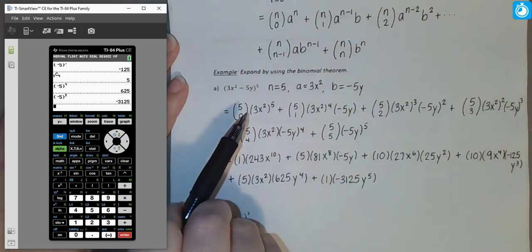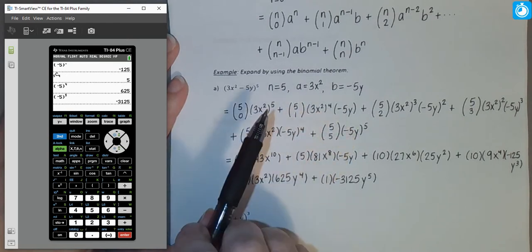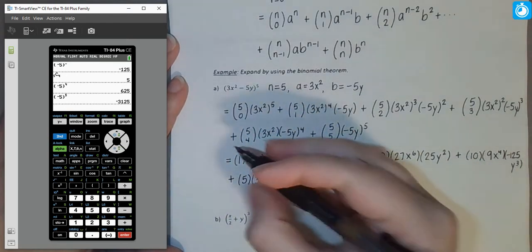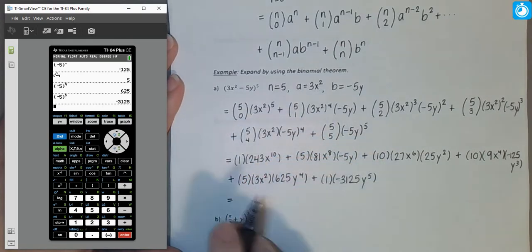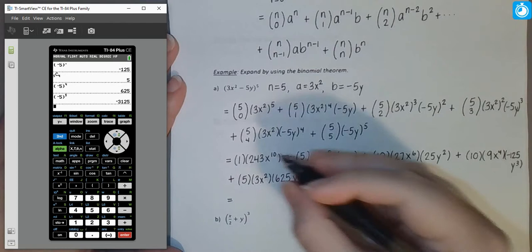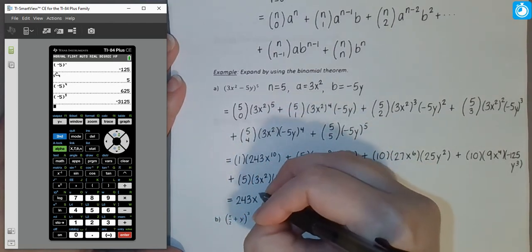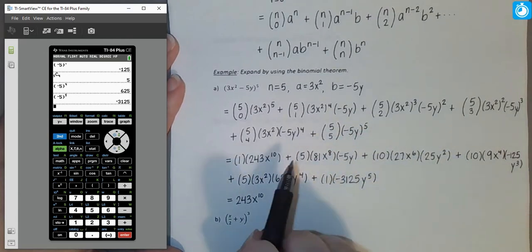Okay, so we've taken care of all the binomial coefficients. We've applied all of the exponents. Now we just need to multiply all the factors in each of the terms. So the first term, 1 times 243 times x to the 10th, is going to be 243 times x to the 10th. Okay, next term.